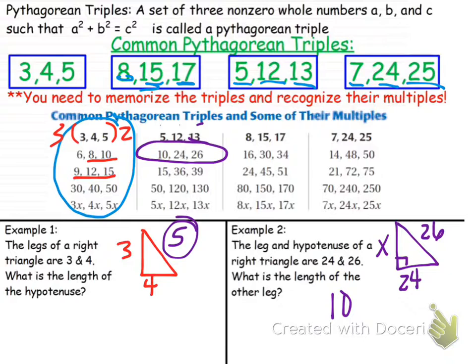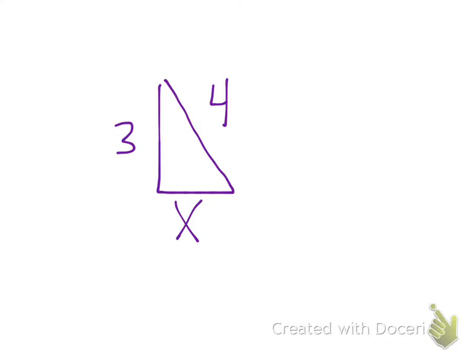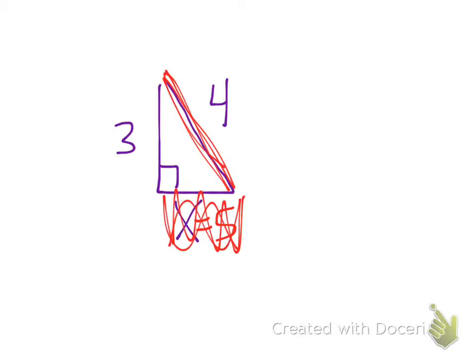Here's what you do need to be careful of. Say that you had a triangle that was like 3, 4, and I was looking for this down here. You have got to be careful that you do not think that this is going to be 5. Okay, because the longest side needs to be the hypotenuse. Okay, and that wouldn't work there. So just be careful of that.